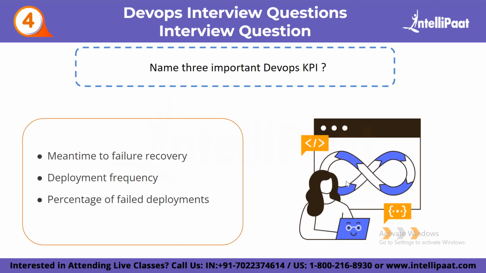The next question is, name 3 important DevOps KPIs. The 3 most common DevOps KPIs are, first, mean time to failure recovery. Then there is deployment frequency, and finally we have the percentage of failed deployments. I hope it's clear to you what the 3 important DevOps KPIs are. Now let's move forward and discuss the next question.